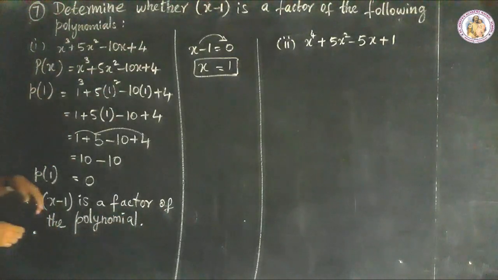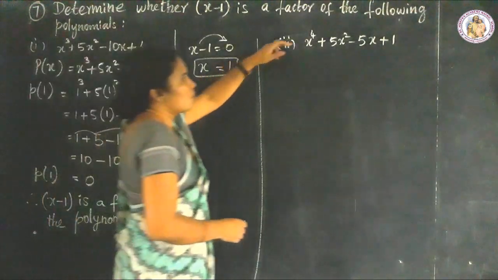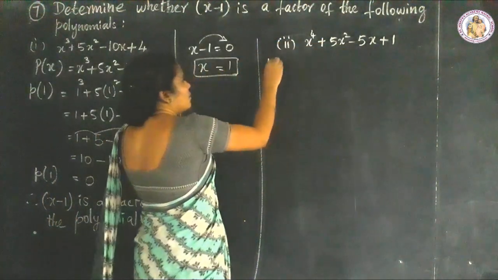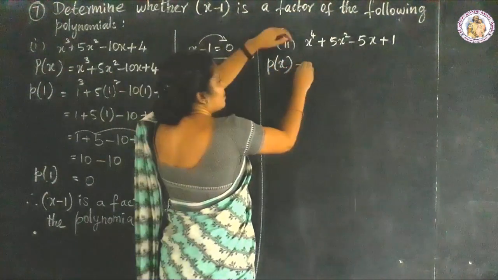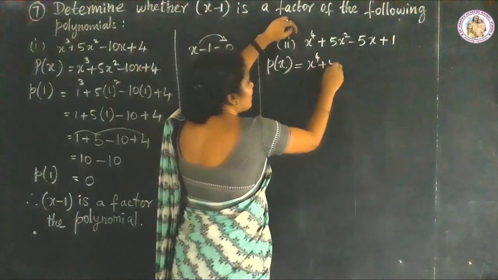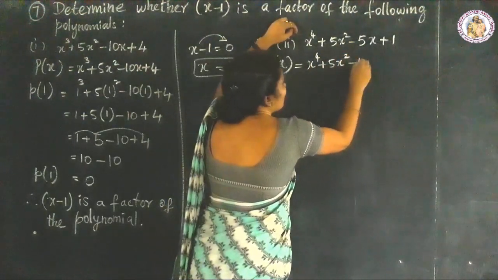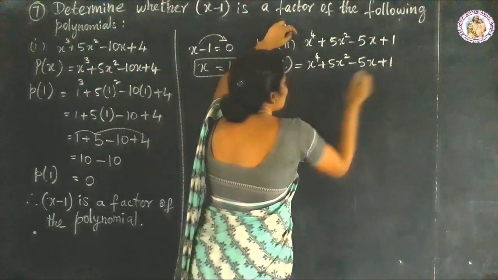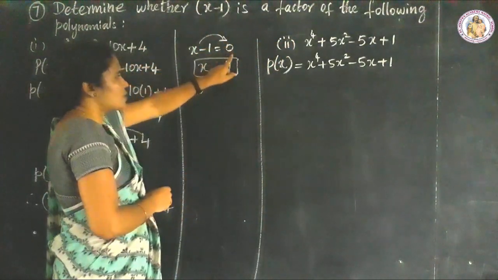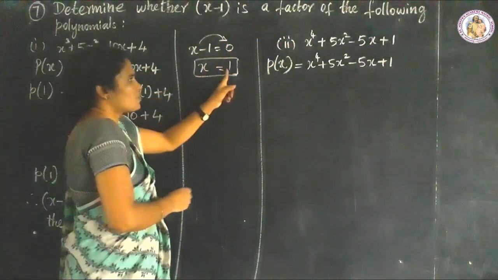Okay. And question number 2. x to the power of 4 plus 5x square minus 5x plus 1. Now take it as polynomial P of x: x to the power of 4 plus 5x square minus 5x plus 1. Okay, now here we have taken x minus 1 is equal to 0. So x is equal to plus 1.